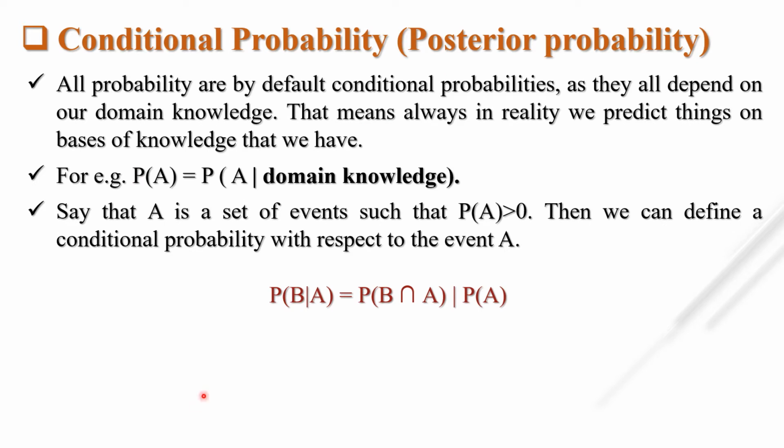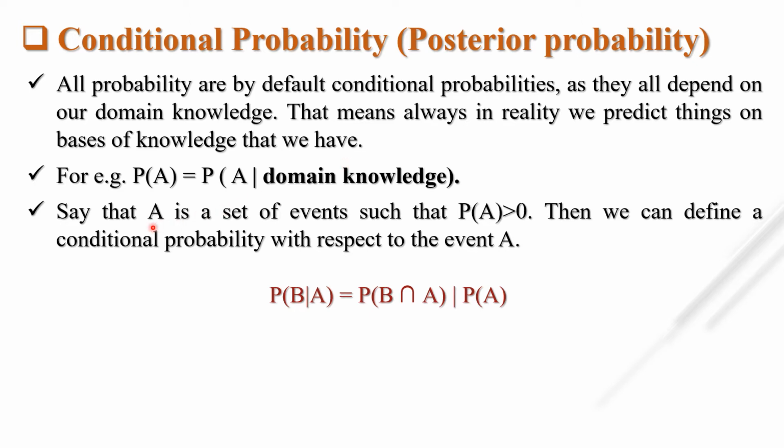So all probabilities are by default conditional probabilities as they all depend on the domain knowledge. That means in reality we always predict things on the basis of knowledge that we already have. For example, if we are finding the probability of event A, this is equivalent to probability of event A given the domain knowledge of that particular event.